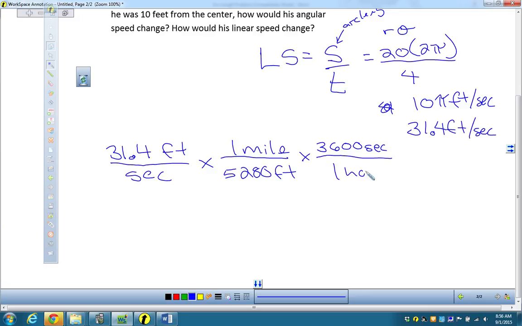Have you guys done this before in science? Then you cancel out the feet with the feet, the seconds with the seconds. And if you do that, I think you get 21.4 miles an hour. So that's pretty fast for being on a merry-go-round.